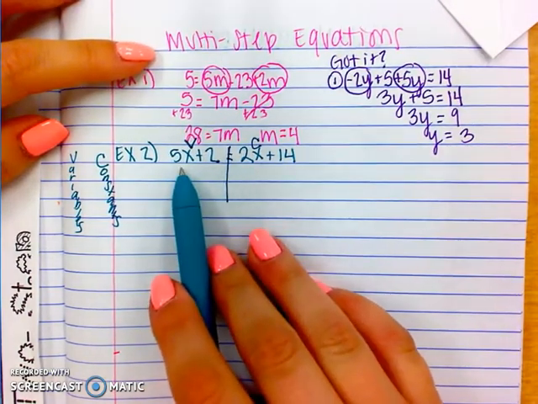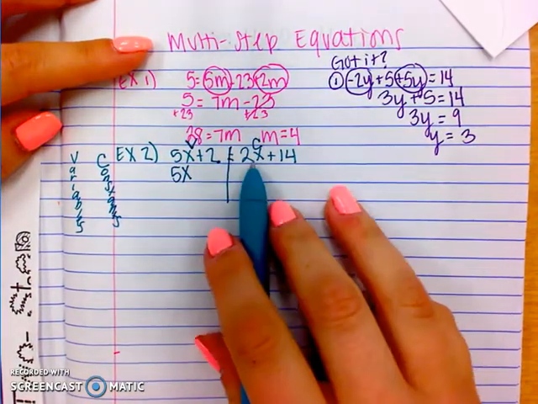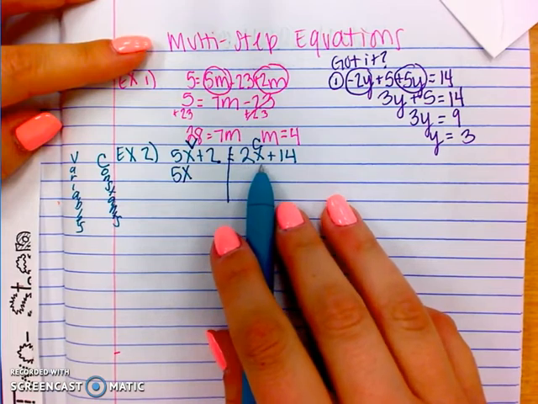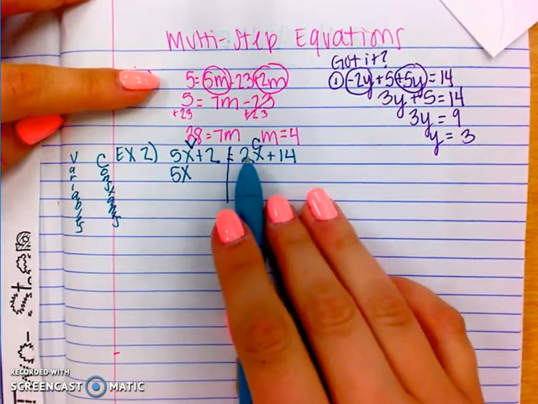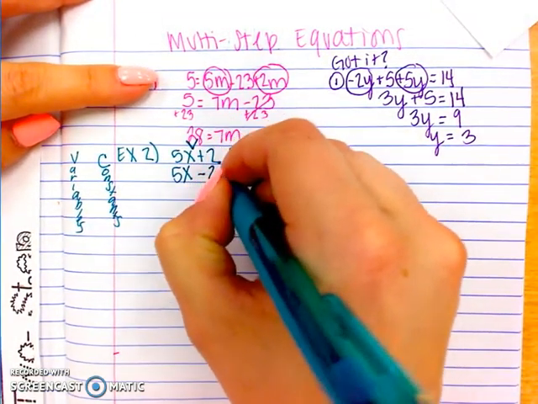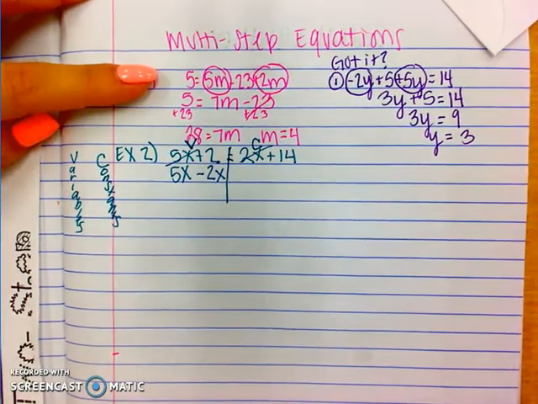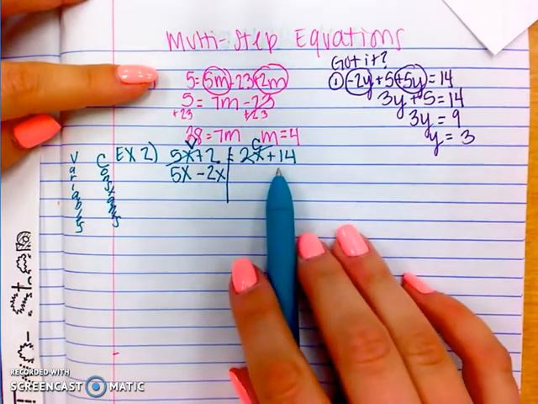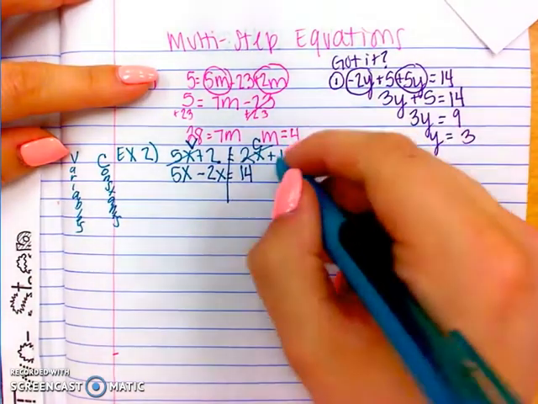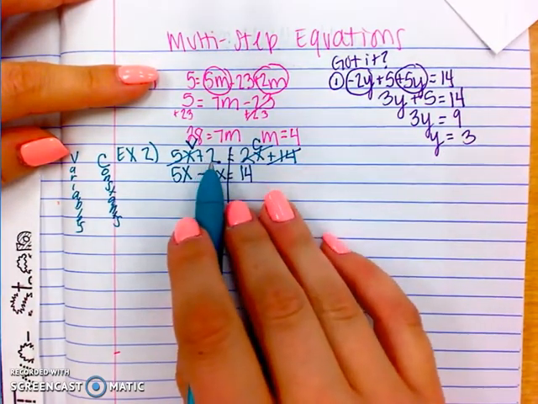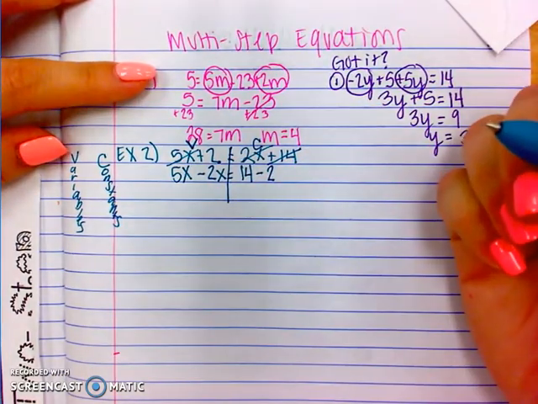Now, all my variables have to go here. What variable is already here? I have 5x. And what variable is coming over is a positive 2x. If I'm changing the side of the fence, I have to change the sign. So positive 2x becomes negative 2x. And then all my variables are on the left side of the equation. Now my constants. What constant is already on this side of the fence? It's 14. And what constant has to move over is a positive 2. But if it changes the side, it changes the sign. So positive 2 becomes a negative 2.